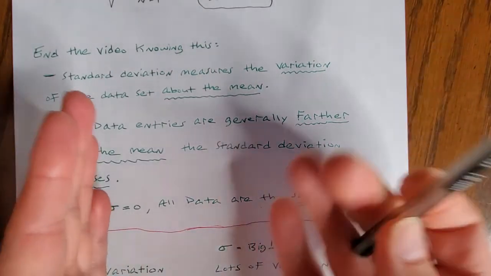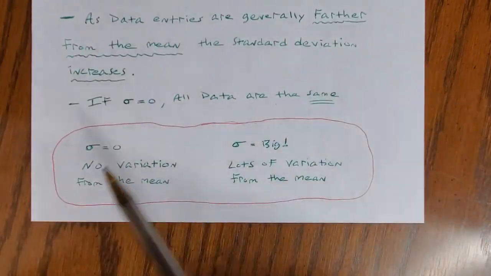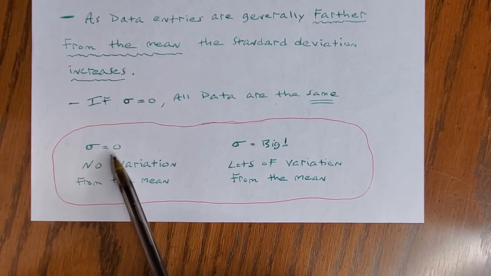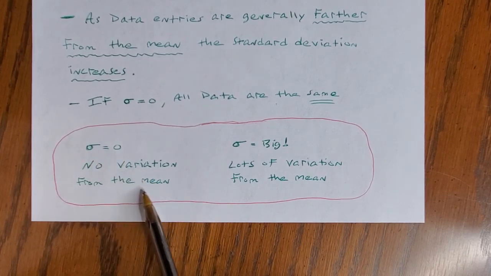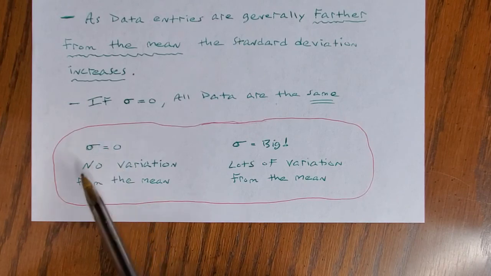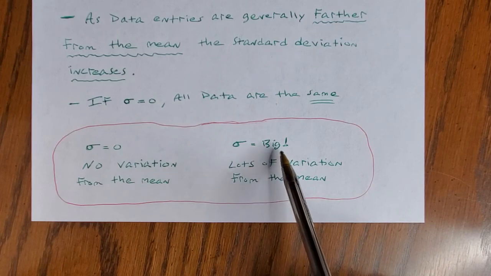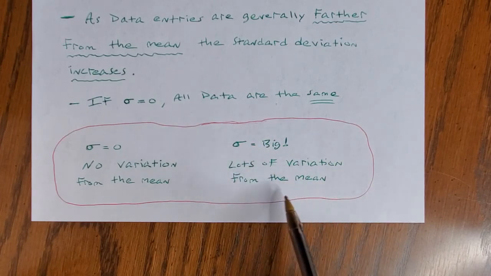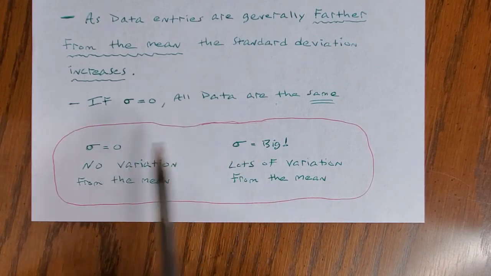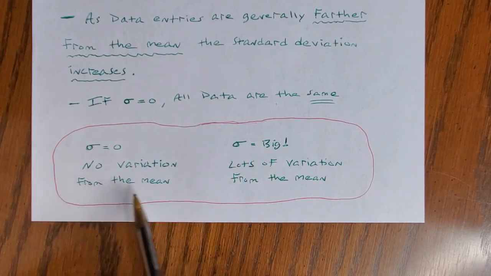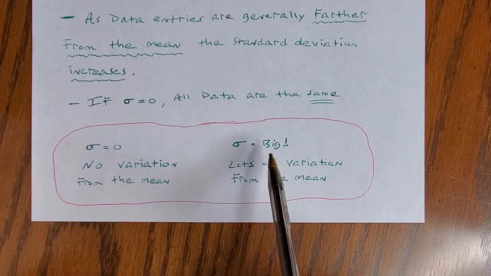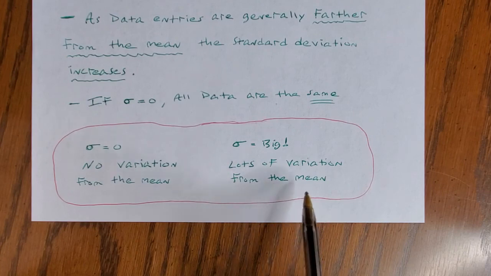Let's look at it like a spectrum. If the standard deviation is 0, there's no variation from the mean, and that would be like all the data entries were the same number. But if sigma is a big number, then there's lots of variation from the mean. It could also be somewhere in the middle. But 0 is as small as it gets, since there's no variation. The bigger this gets, the more varied the data are from the mean.